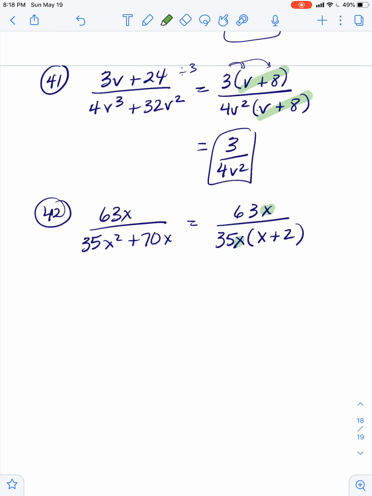63 is 7 times 9. 35 is 5 times 7. So I'm just showing you what I'm doing here. And so I can actually cancel the 7s. And I'm left with 9 over 5 times x plus 2. Okay?